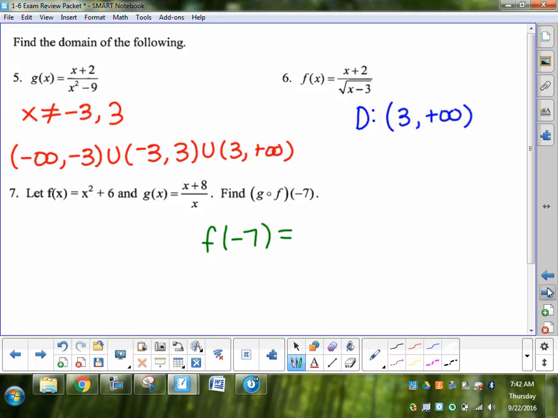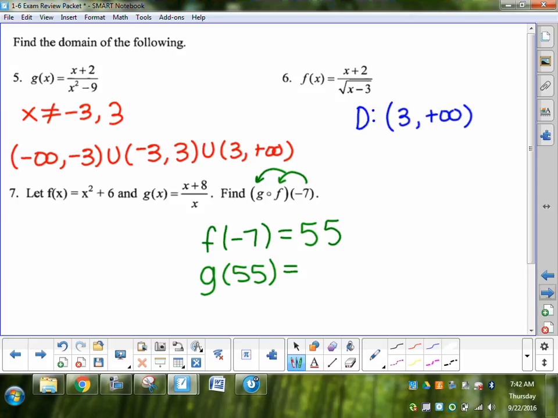We've got 4 people. Melissa, what did you get? Hang on, what did you say it was? 55, yep. What would you do next? Plug it into the g. Perfect. So we go -7 into the f, then into the g. So I'm going to take the g of 55.